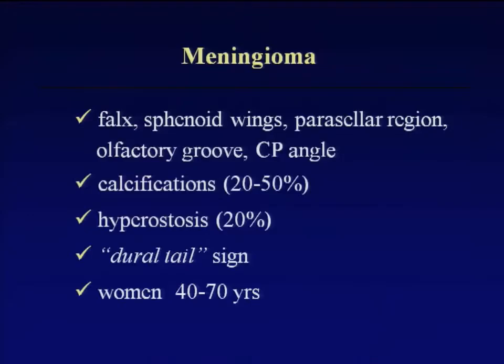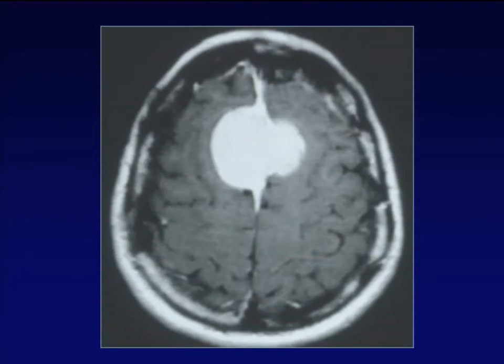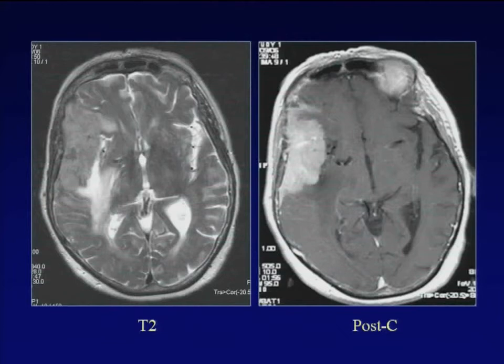Meningioma, just one word, typical location: falx, sphenoid wings. This is the falx meningioma with a dural tail, very typical. And this is another case of meningioma. And I put this case to illustrate the appearance on T2 weighted image. The characteristic in meningiomas is not the enhancement.